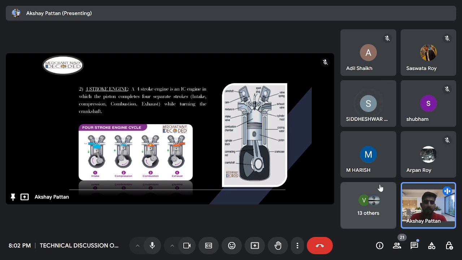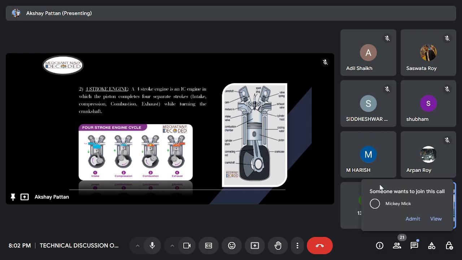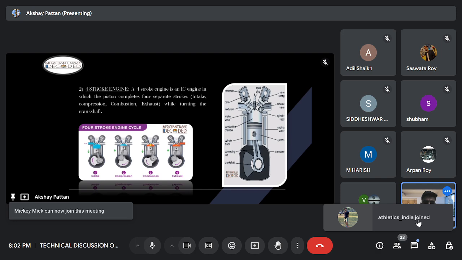Guys, there are hardly two or three members picking up. So two-stroke engine is more efficient. Okay. Why is two-stroke engine more efficient, not four-stroke?